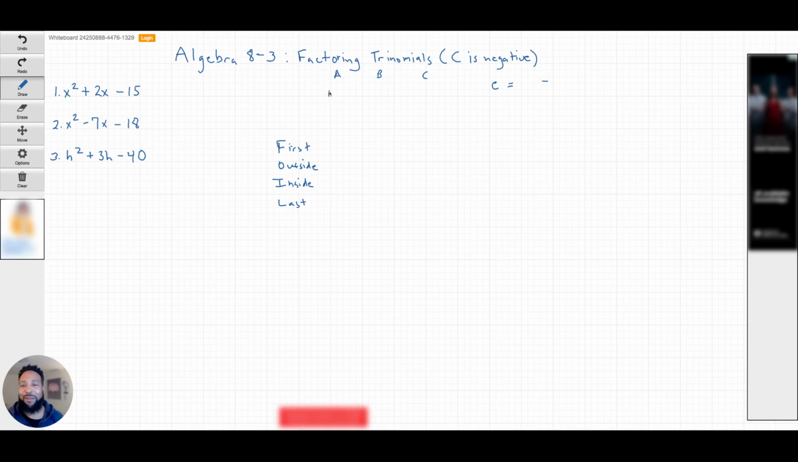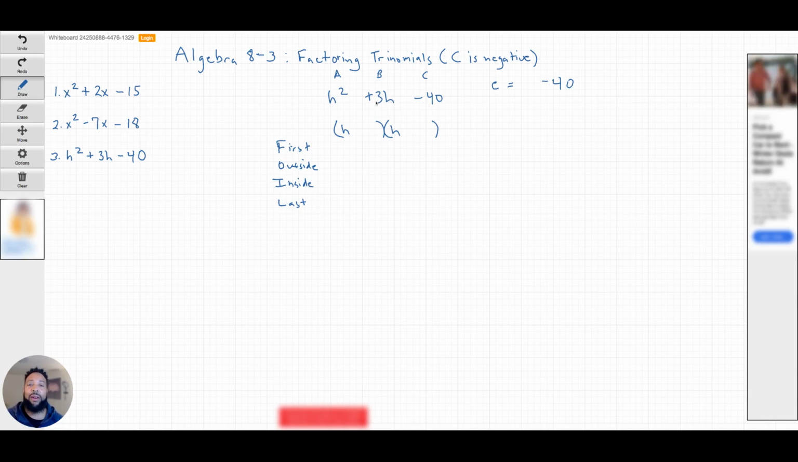Okay, our last problem is h squared plus 3h minus 40. So we see in this instance, our c is negative 40. So when we get ready to factor this trinomial, we know through the FOIL method, in order to get h squared, we'll have h times h. So now we're looking at our next terms, 3h and minus 40. So I need to find two numbers that when you multiply them, you get negative 40, but when you add them, you get a positive 3. So let's go through that.